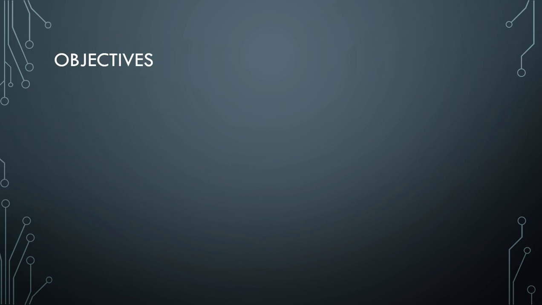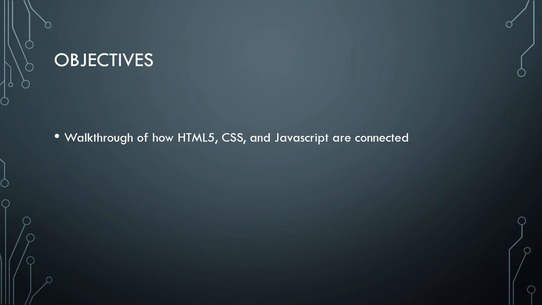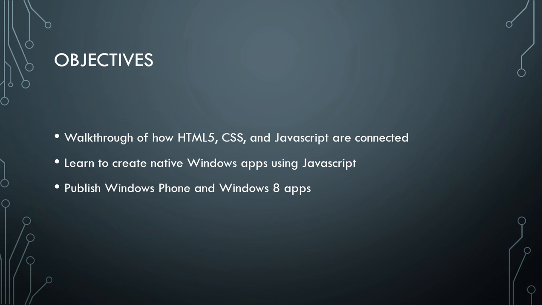Alright, the objective of this program is simple. We will be walking through how to use HTML, CSS, and JavaScript as a programming language for apps, not just web design. We will learn to create native Windows apps using JavaScript, and at the end of the day publish those apps on both the Windows Phone and Windows 8 stores. Great, so let's get started.